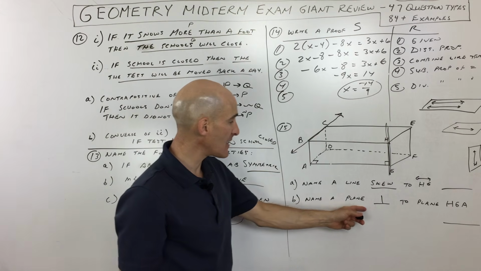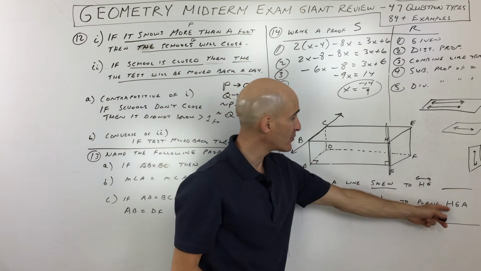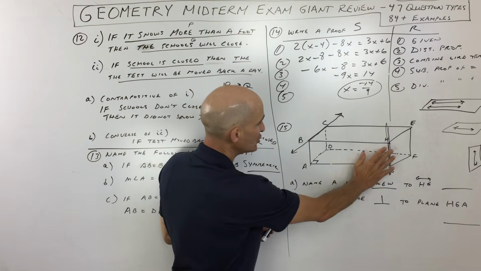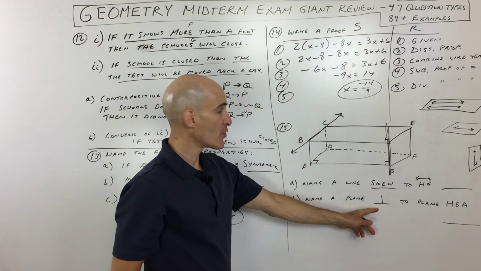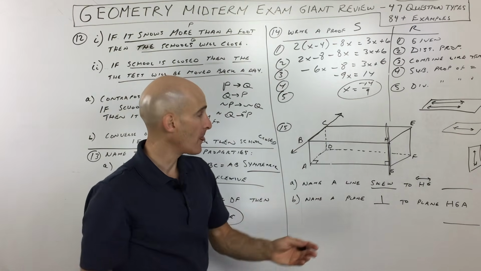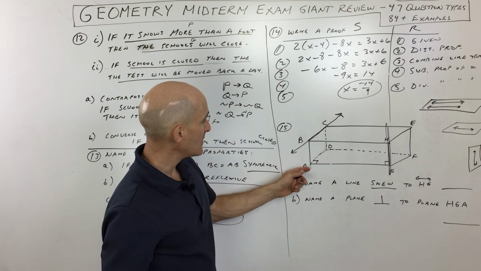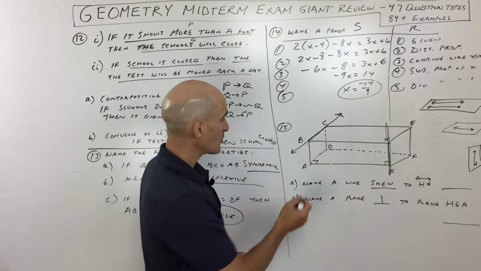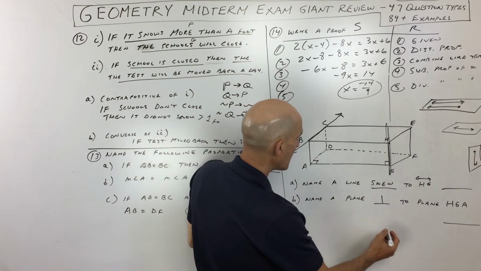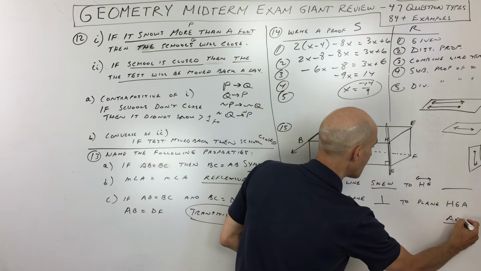And then part B says name a plane that's perpendicular to plane HGA. Now HGA is the front of this rectangular prism, the front of this box. We want it to be perpendicular, meaning it forms a right angle. So a good example here, HGA is the front. We could do maybe the base of the box. So we could do plane ADF, for example, ADF.